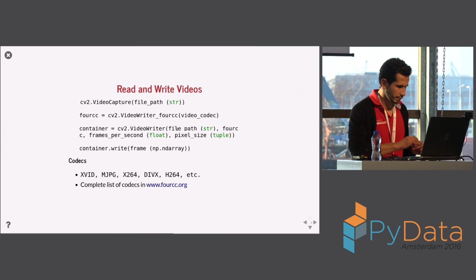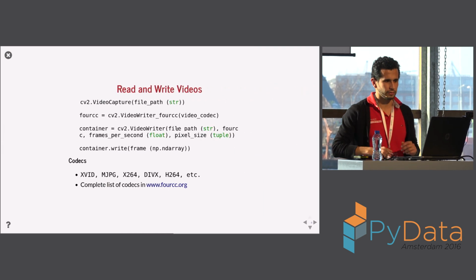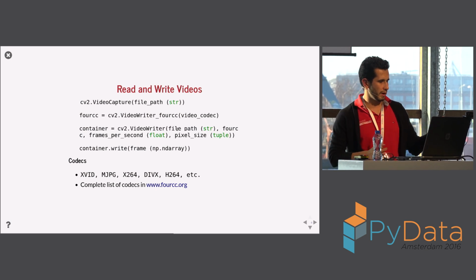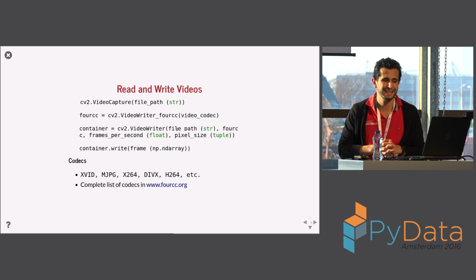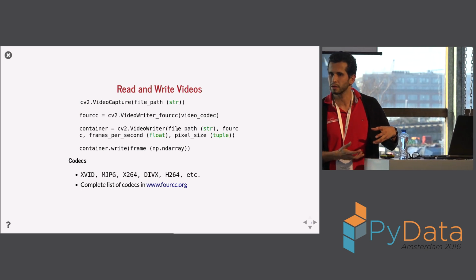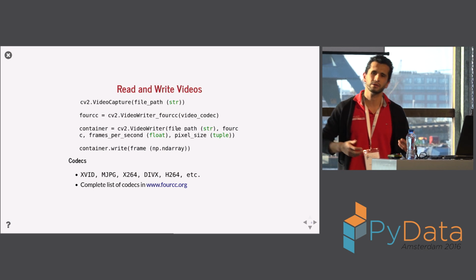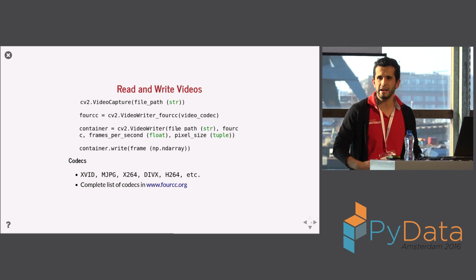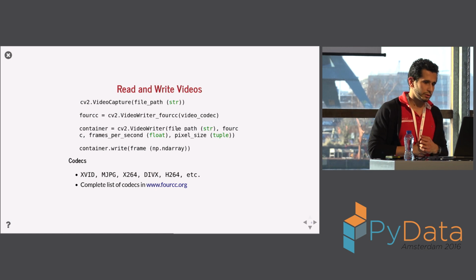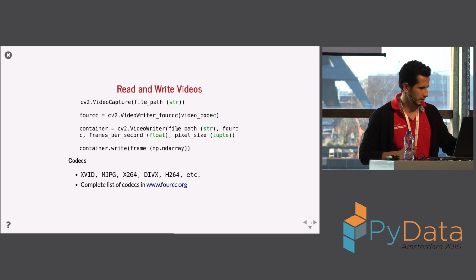Okay, so we continue. Read and write videos. Similar to the images, now you have this VideoWriter fourcc, and that's what defines the codec you're going to use for your video. So if you're shooting a video in your house, or a surveillance video or something, and you want to save it, this defines it. I will go a little bit over what this is in the next slide.